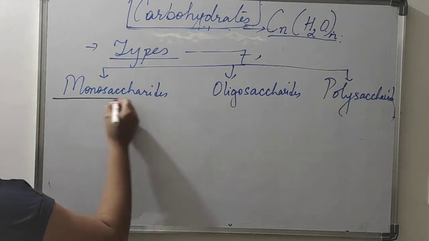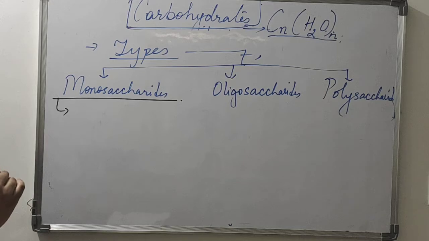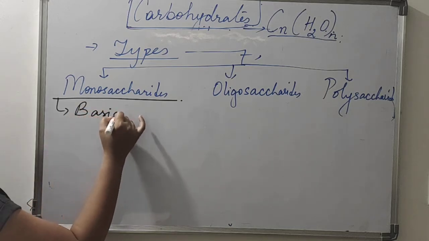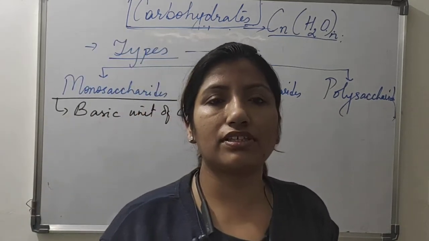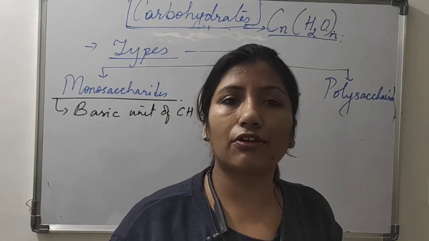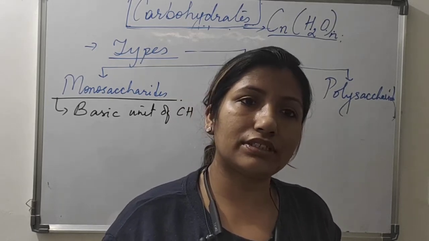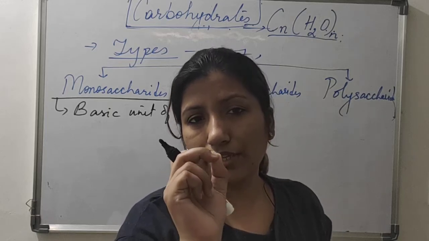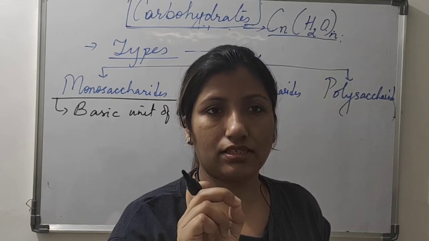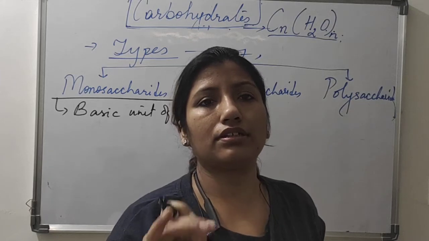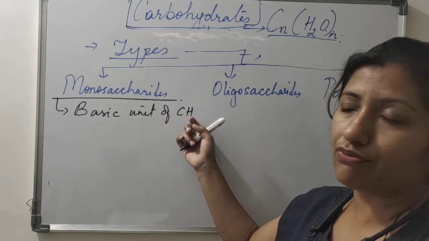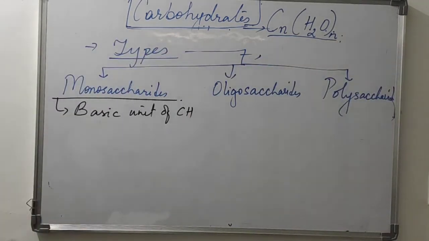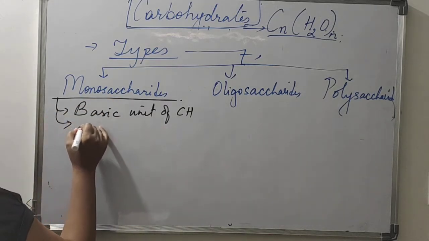We'll start with monosaccharide. Monosaccharide is the basic unit of carbohydrate. Like how we have studied nephron is a basic unit of kidney, cell is a basic unit of a living organism. The minute, the ground structural unit is known as the basic unit, without which carbohydrate cannot be formed. So it is the smallest unit. Monosaccharide, the smallest unit of carbohydrate, cannot be hydrolyzed.